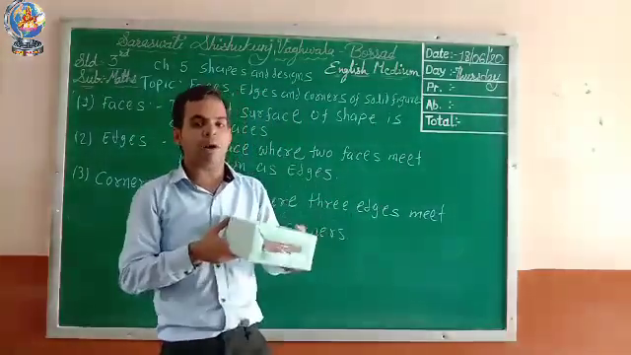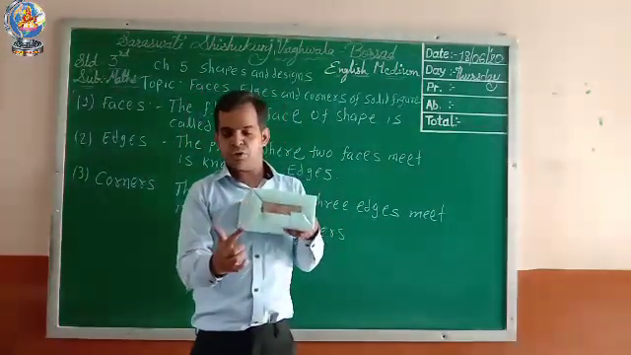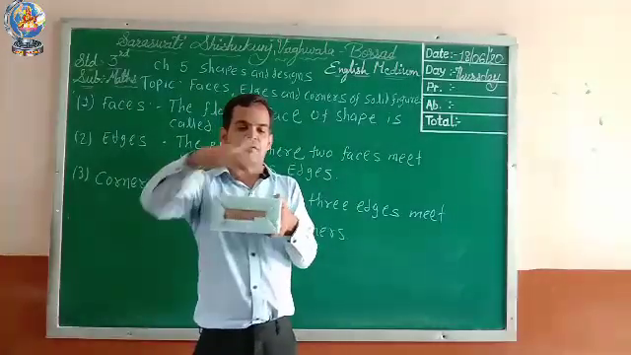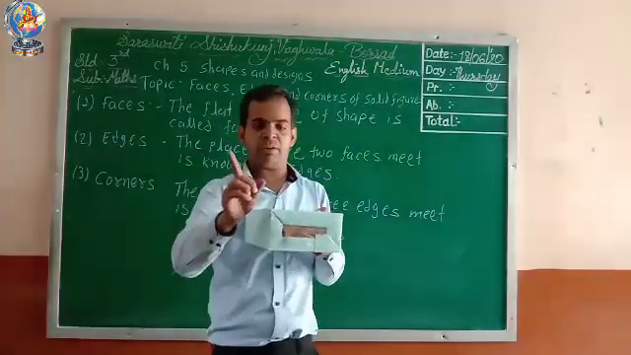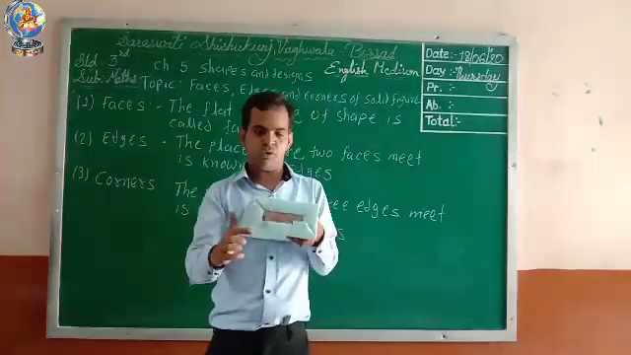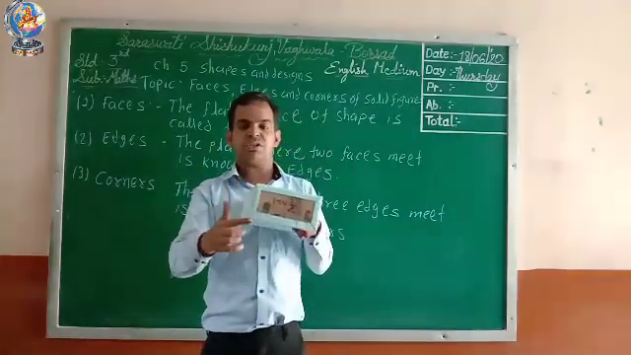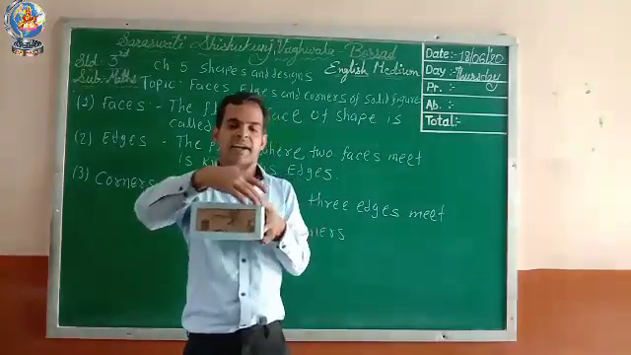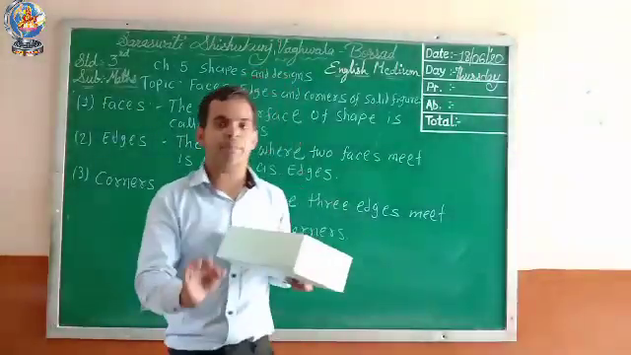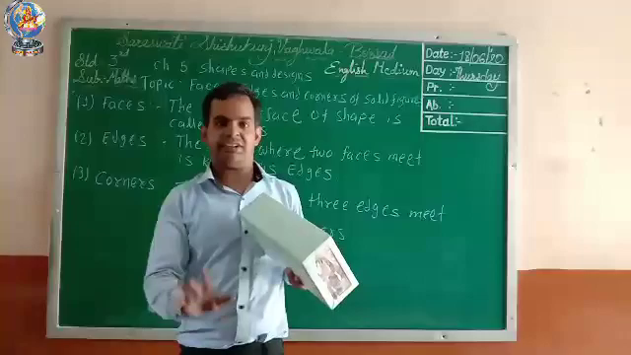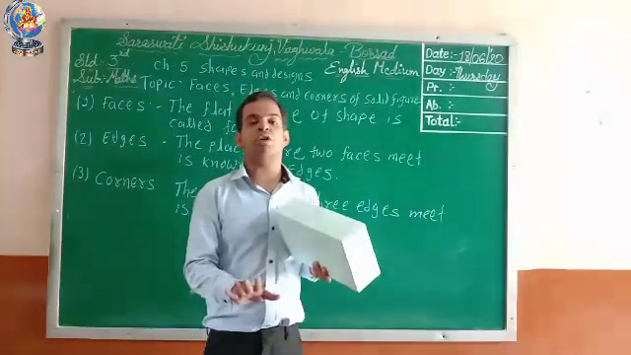Okay, now let's see about the corners. So 1, 2, 3, 4. Okay, again I will count. 1, 2, 3, 4, then 5, 6, 7, 8. So the cuboid shape has 8 corners. Now, understood about the corners?